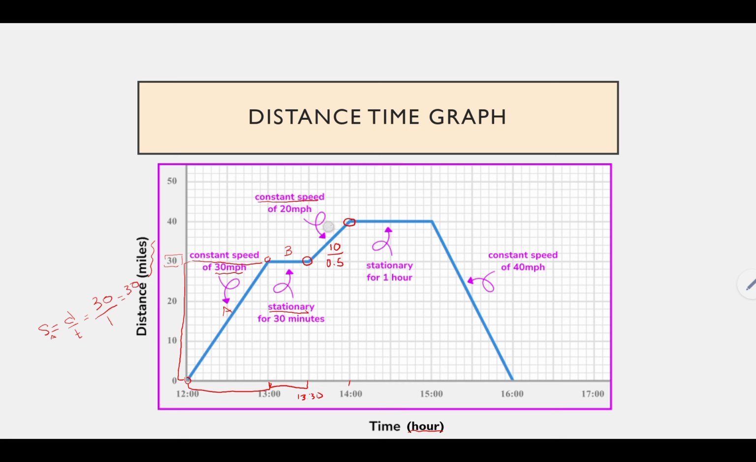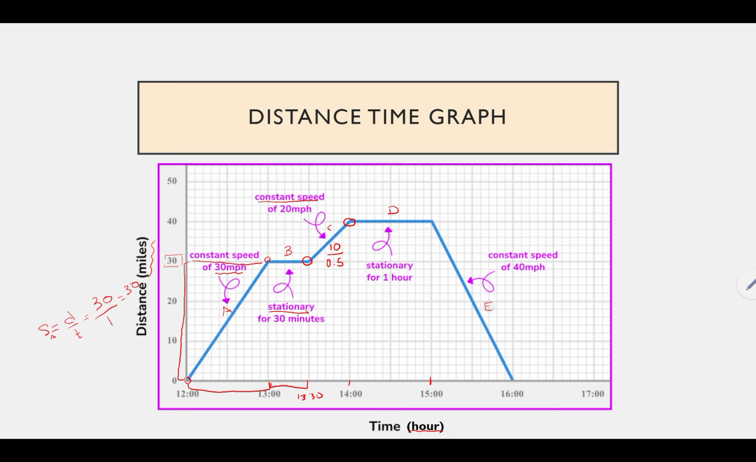In part D, it's a horizontal line, and we agreed that when it's a horizontal line, that means he stayed at that certain distance, he didn't move further, and the time is passing by, which means it's been stationary. How long did he stay in his place stationary? From 14 all the way to 15, so that's 1 hour.